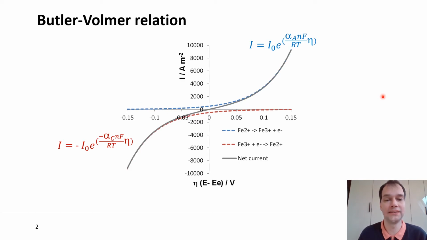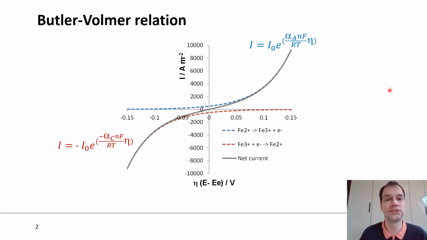Now we can combine these lines into the gray line, because actually at any potential the oxidation and the reduction reaction do occur. Only normally one of the reactions is dominant. So at high potentials you only get the oxidation reaction, and at low potentials you get the reduction reaction. Only at the equilibrium potential both reactions cancel each other out. But this equilibrium potential is a very interesting point, so we should not forget about it.